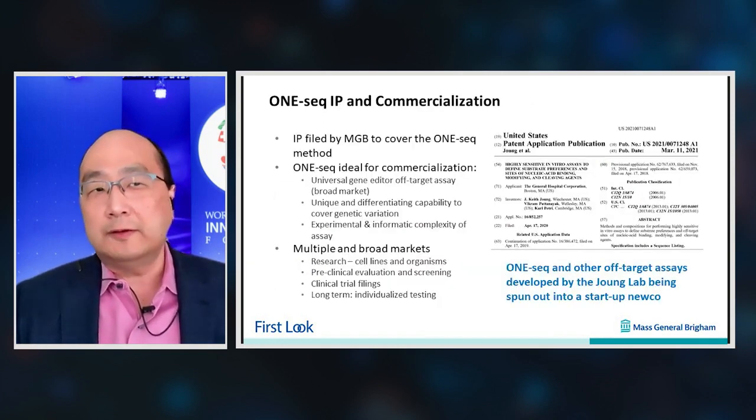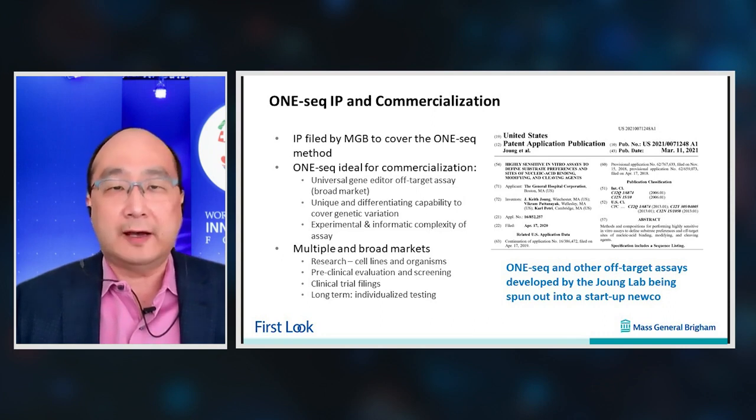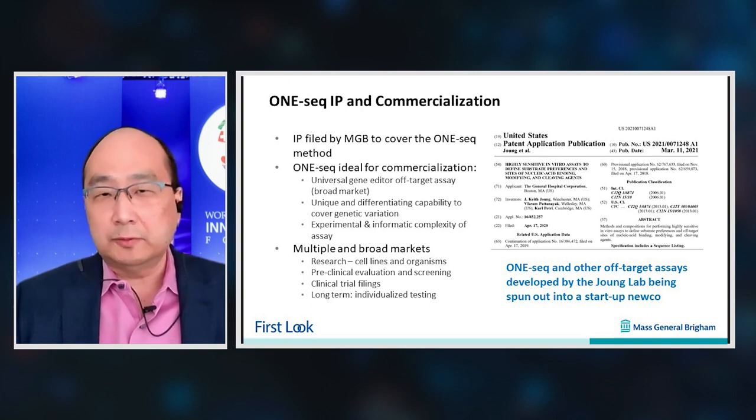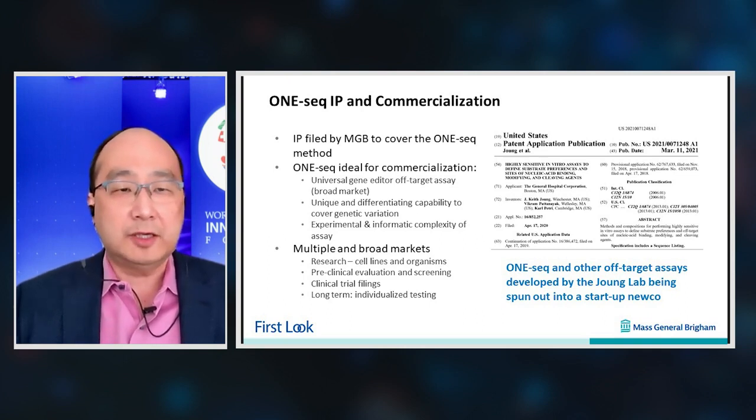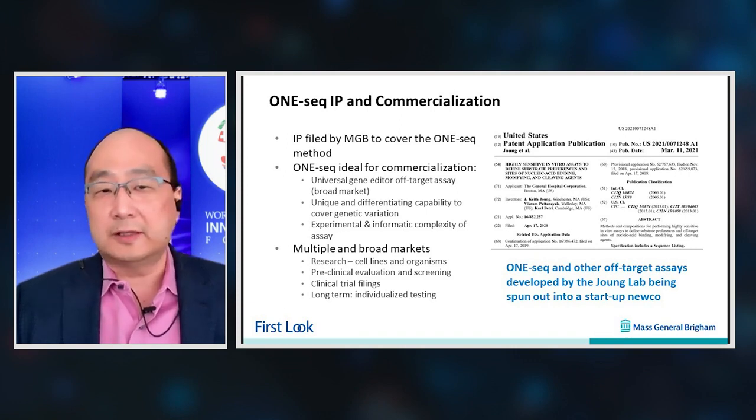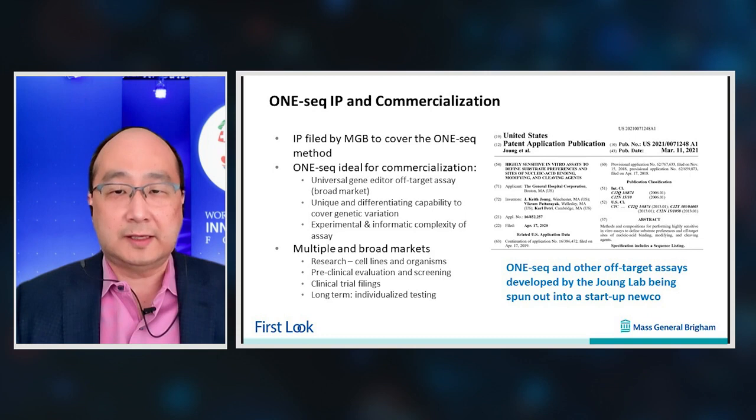I just want to touch on briefly the commercialization of OneSeq. We filed IP to cover the method. We think it's ideal for commercialization, both because it's universal and also because it has the unique ability, as I just showed you, to account for genetic variation. And finally, because the assay is experimentally and informatically complex. We think there are multiple broad markets for this type of assay in research, as well as preclinical evaluation and screening of different editors, clinical trial filings, and long-term, ultimately, for individualized testing. And I do want to just mention quickly that we are spinning out OneSeq and some of the other off-target assays developed in my lab into a startup NewCo presently.